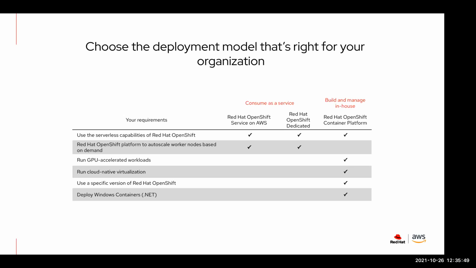I want to say that 4.6 or 4.7 introduced the availability of running, deploying and managing Windows containers within OpenShift. We just released 4.9, which provides things like single node OpenShift deployments, and all of those things can also be deployed whether on OpenShift Service on AWS or on OpenShift Container Platform as well.